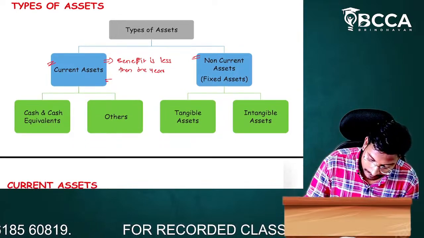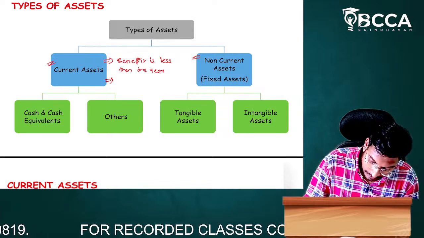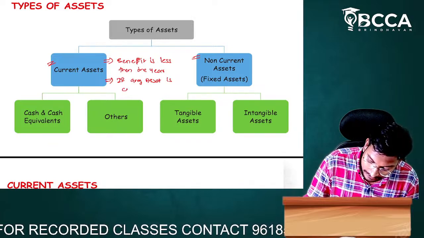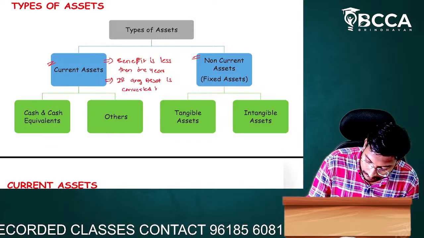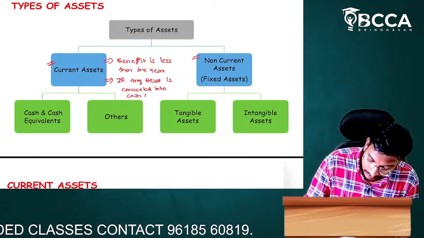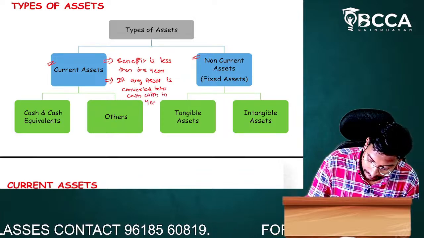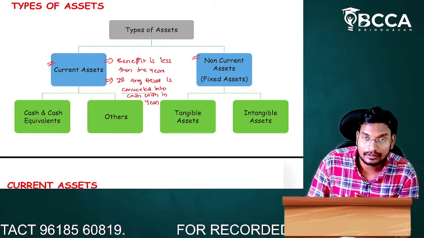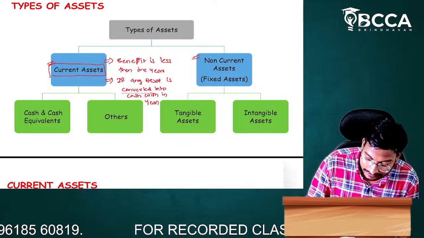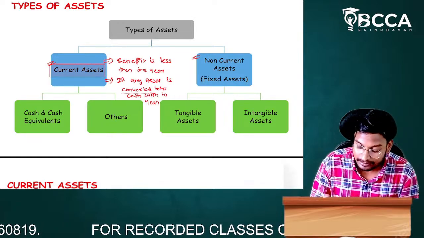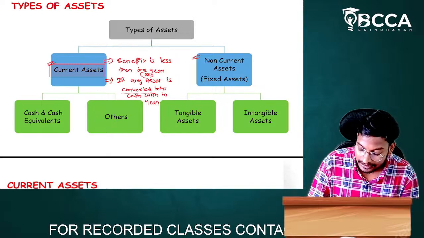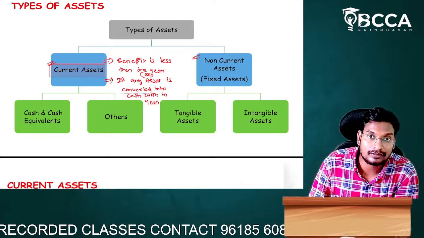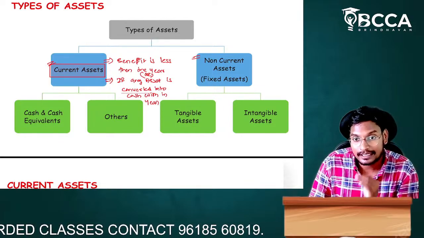I will say it once again. If any asset is converted into cash within one year, in that situation also we call it a current asset. So a current asset means the benefit is less than one year, or we can say that if the asset is converted within one year, then it is called a current asset.